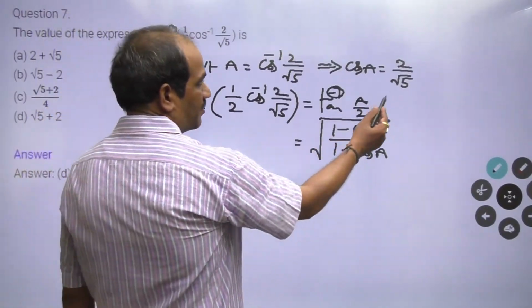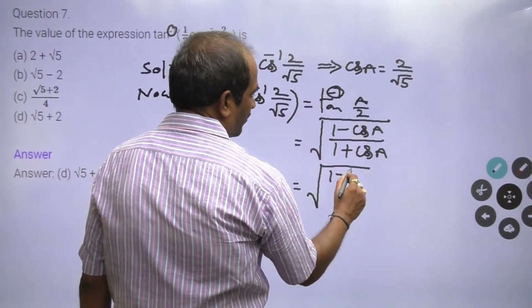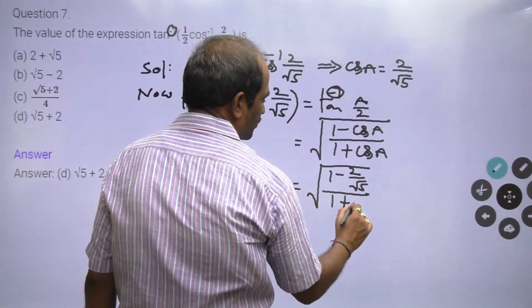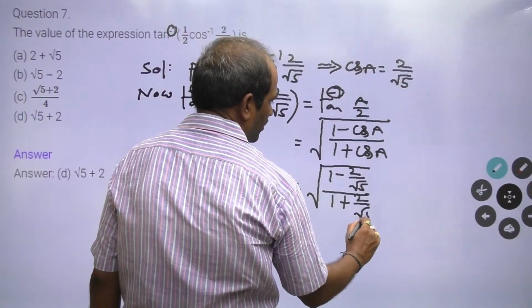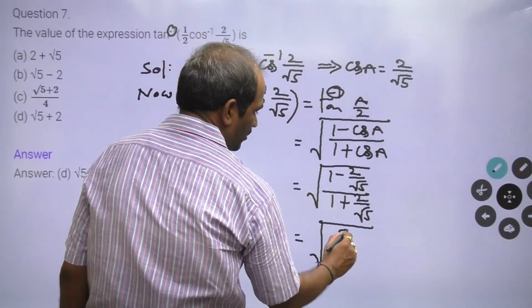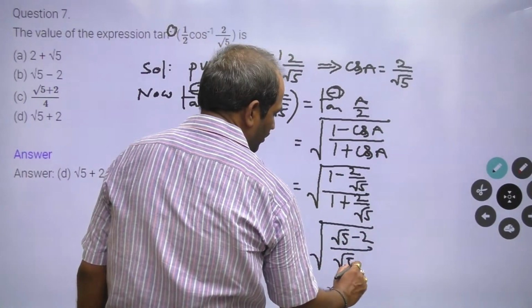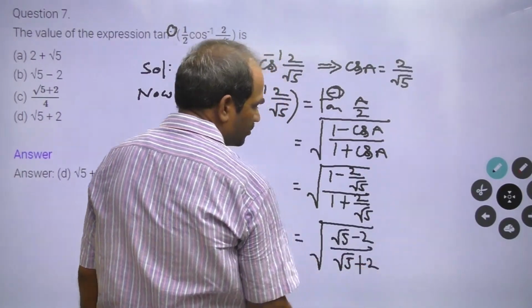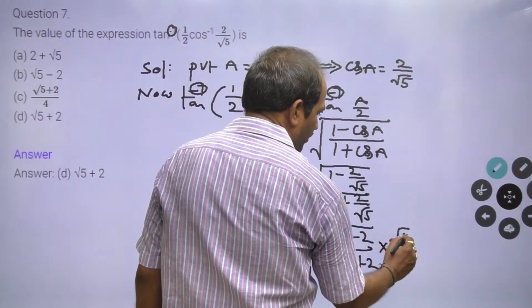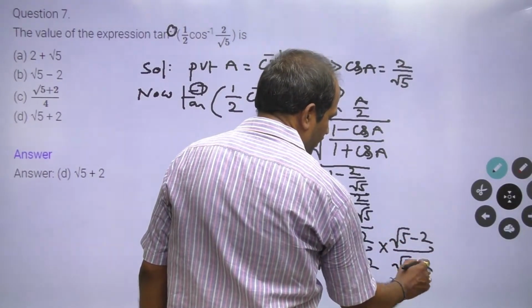Replace the cos a value, 2 by root 5, so that is equal to the square root of (1 minus 2 by root 5) by (1 plus 2 by root of 5). Take LCM: (root 5 minus 2) by (root 5 plus 2). Rationalizing: multiply by root 5 minus 2 over root 5 minus 2.